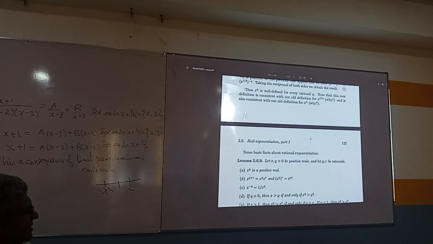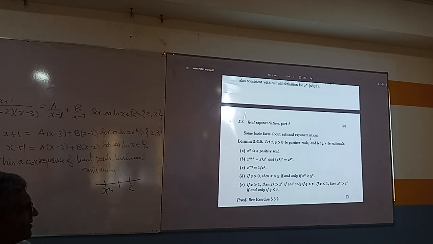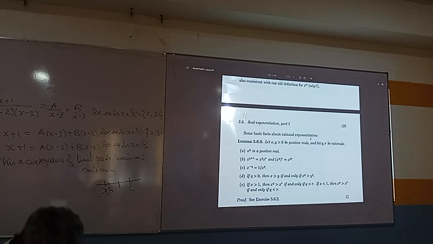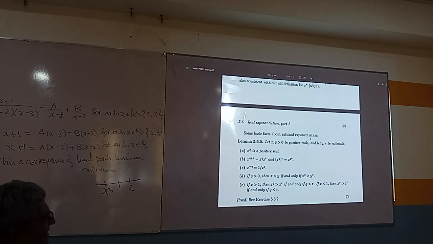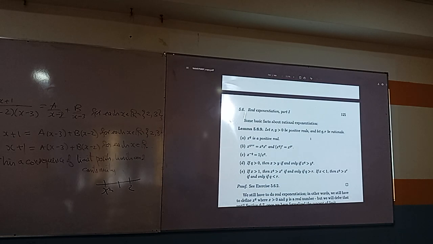Here is a lemma. Some basic facts about rational exponentiation. I thought it is an exercise that I should make an exercise. So we have so many exercises to do here. X to the q is supposed to be real. X to the q plus r. All the standard results. Prove it once. Don't try to remember how it was proved. It's no use. But you have to know that to show that the system is consistent.